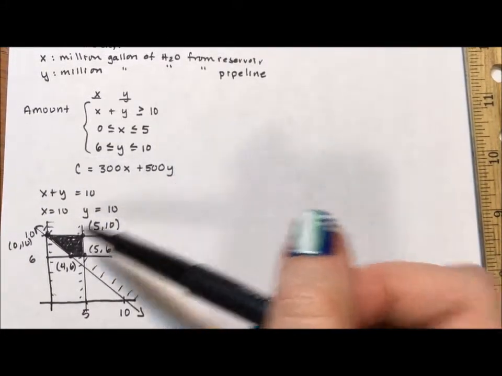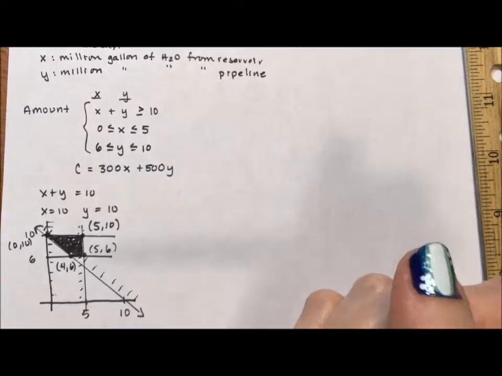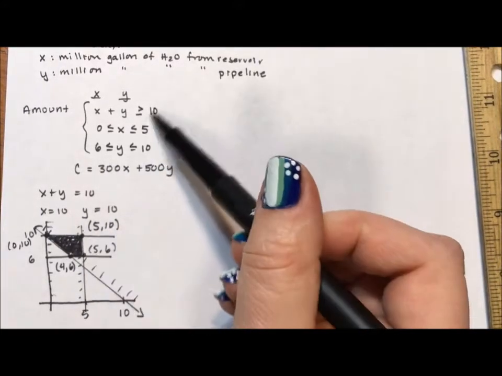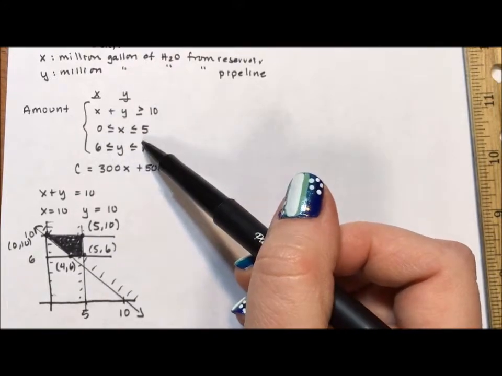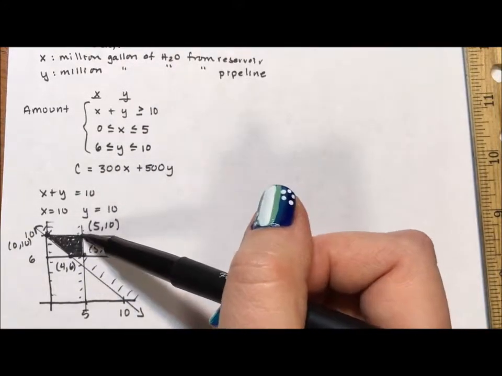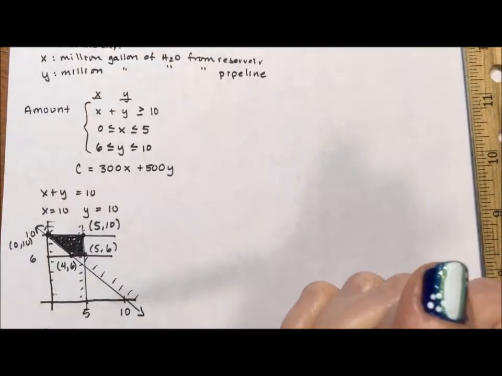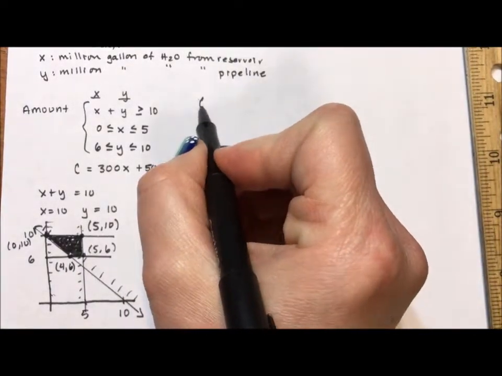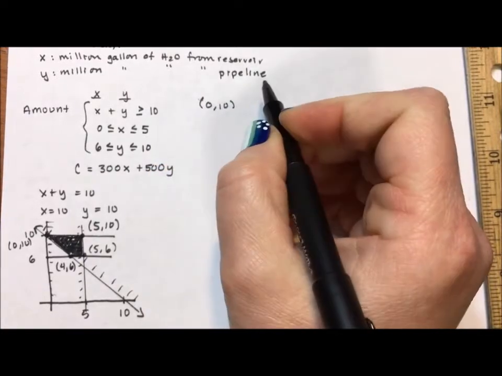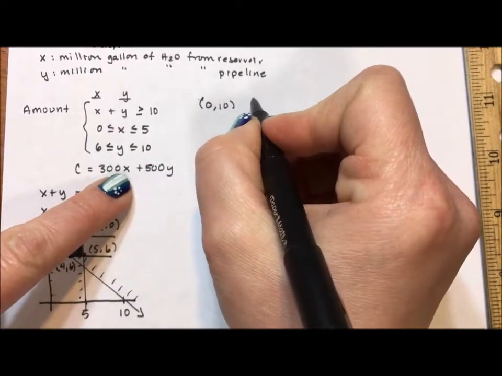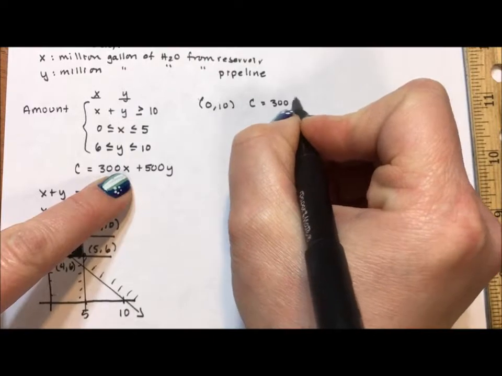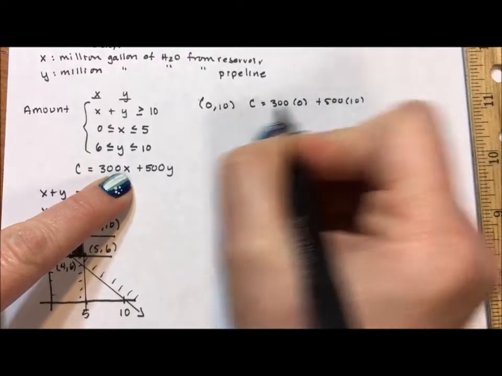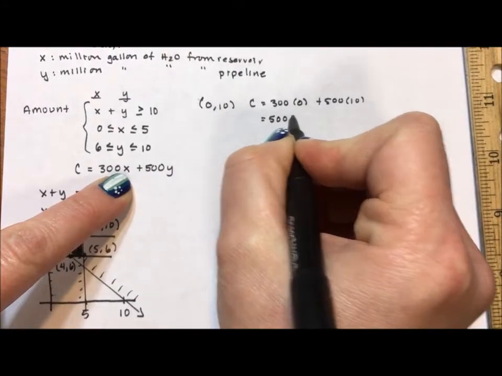The minimum cost is going to come from one of these 4 corners. Even though we have an infinite number of points that satisfy our inequalities, the minimum cost is going to come from one of these 4 points. And so I'm going to test them all out. I'm going to start with 0, 10. And the cost for 0, 10 is 300 times 0 plus 500 times 10, which is going to be $5,000.